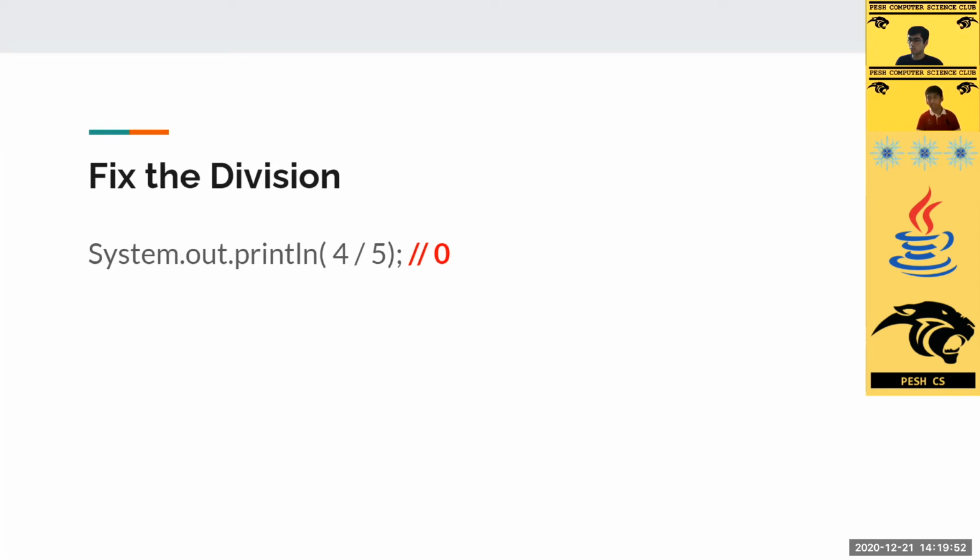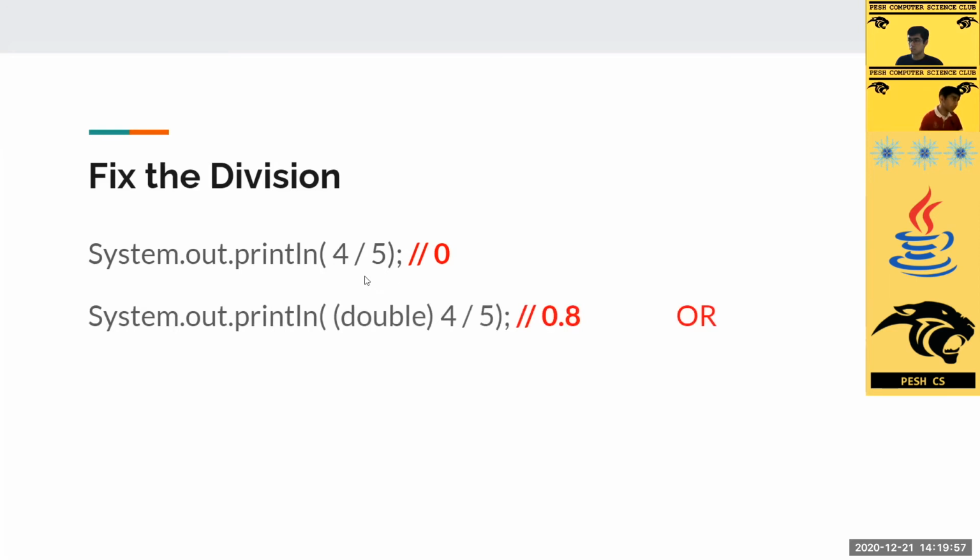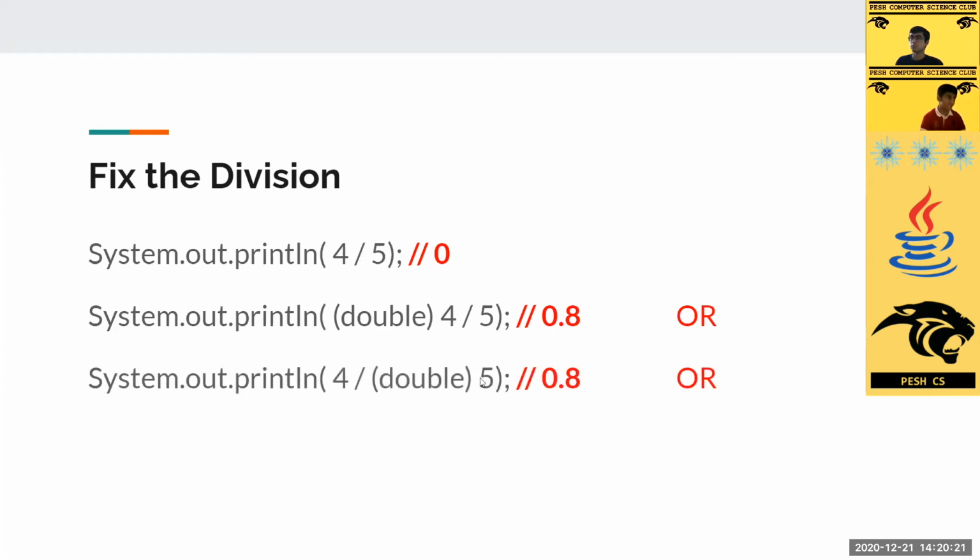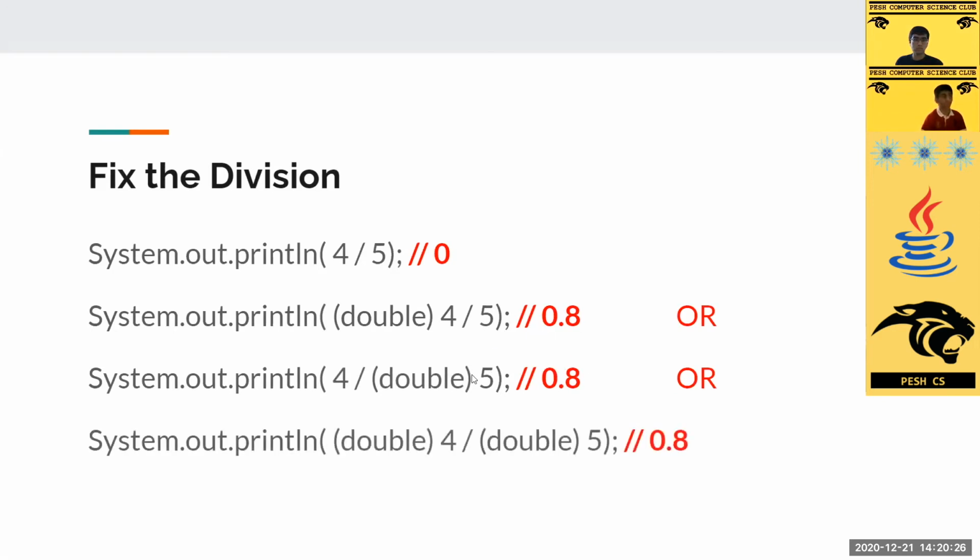But I'm just going to go over the answers right now. We can cast our 4 to a double, by using parentheses, double, close parentheses. This will cast the integer 4 into a double, so it will do 4.0 divided by 5. Because one of them is a double, Java will return a double, so here we're going to get 0.8. There's another way you can do it: you can cast the 5 into a double to get 0.8, or you can cast both of them into a double to get 0.8.